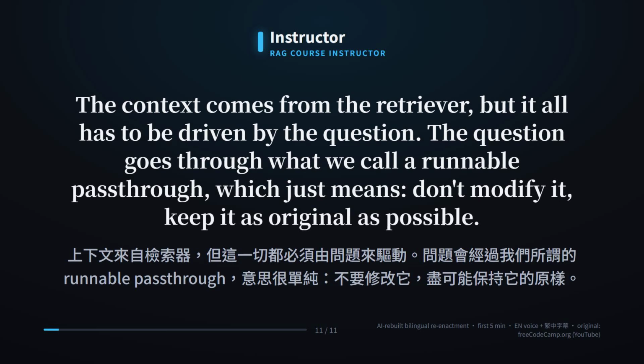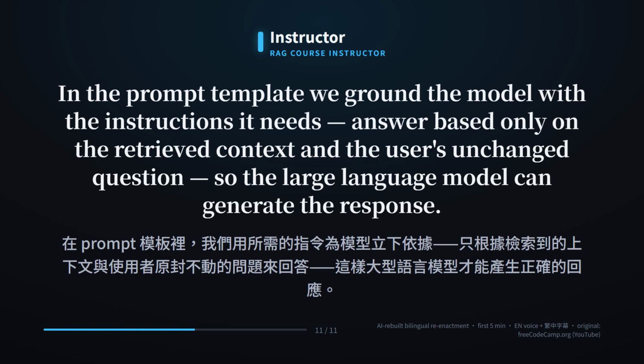The context comes from the retriever, but it all has to be driven by the question. The question goes through what we call a runnable pass-through, which just means, don't modify it, keep it as original as possible. In the prompt template, we ground the model with the instructions it needs, answer based only on the retrieved context and the user's unchanged question, so the large language model can generate the response.